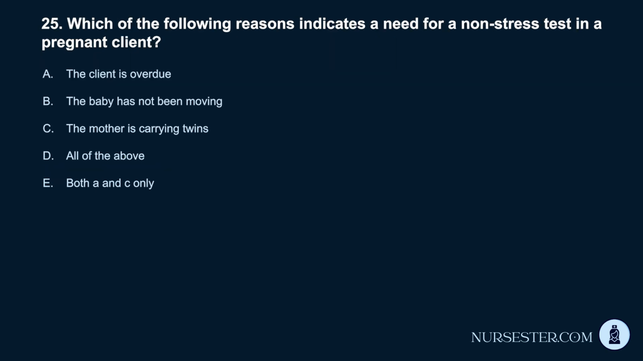25. Which of the following reasons indicates a need for a non-stress test in a pregnant client? A. The client is overdue. B. The baby has not been moving. C. The mother is carrying twins. D. All of the above. E. Both A and C only. Correct answer: D. All of the above.